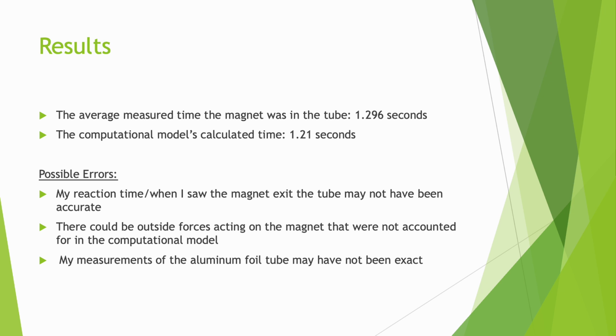These two values are pretty close, but there could have been a few errors that caused the difference. First, my reaction time replaying the videos of the magnet falling could have been slightly delayed. Additionally, there could have been outside forces acting on the magnet that were not accounted for in the computational model. Lastly, the measurements of the aluminum foil tube may not have been exactly accurate.